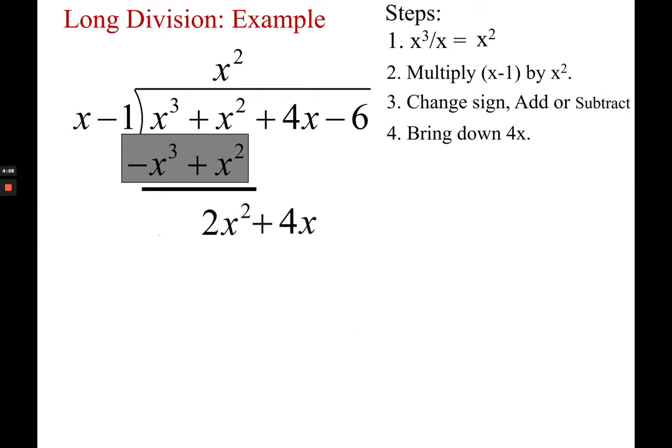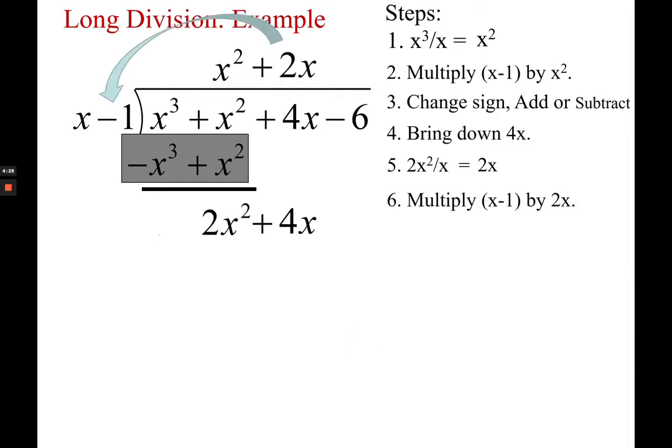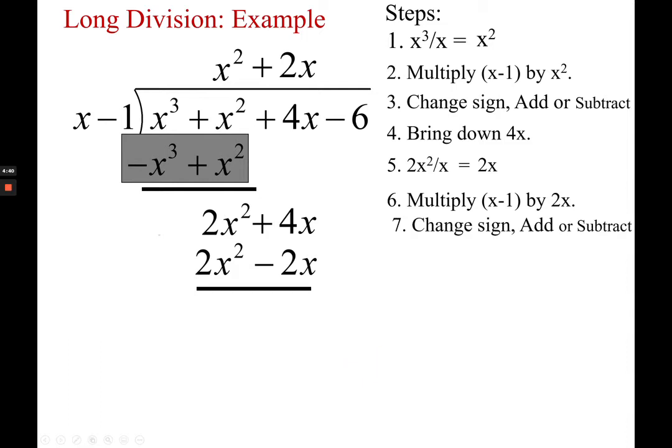You are now in your second cycle. It's now 2x squared divided by x. Your answer is 2x. Write down your 2x on top of the 4x. After this, you have one more cycle. Multiply 2x times x minus 1, which is going to be 2x squared minus 2x. Write that 2x squared minus 2x under 2x squared plus 4x, and then perform your subtraction or addition of additive inverse. 2x squared will be cancelled out. The 2x will change its sign, it becomes positive and combines with 4x, and you have 6x.